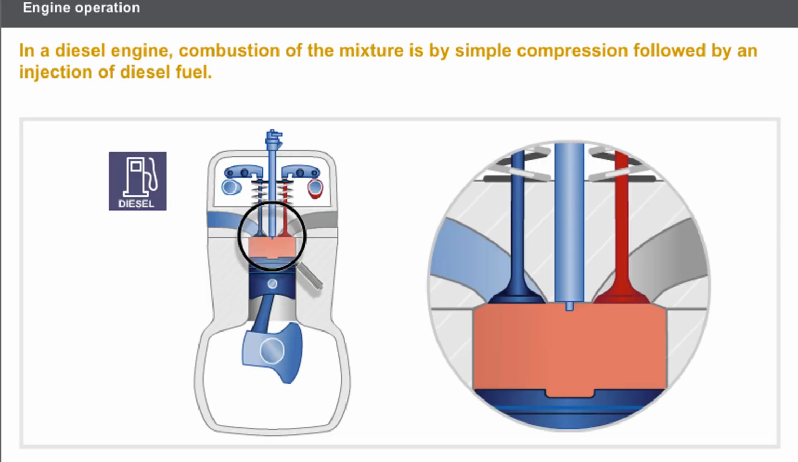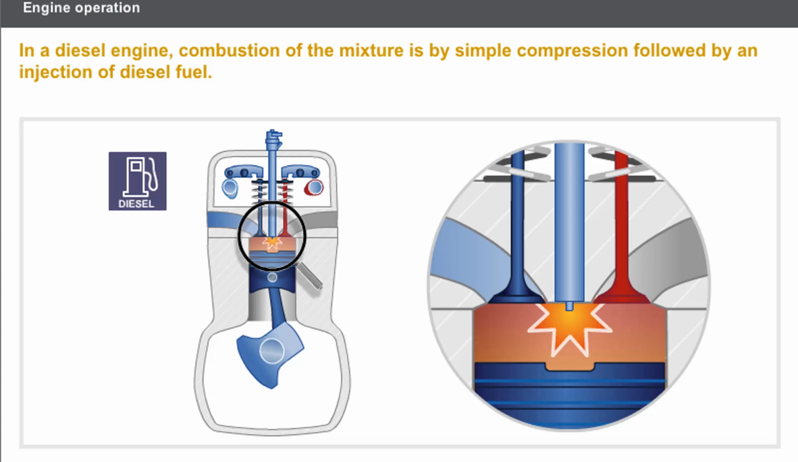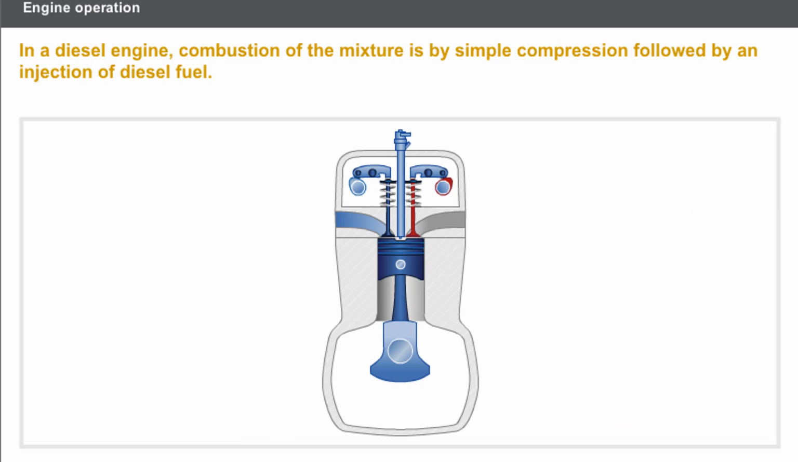In a diesel engine, combustion of the mixture is by simple compression followed by an injection of diesel fuel. By contrast, the ignition for petrol engines is via a spark. Diesel engines are known as self-ignition engines.